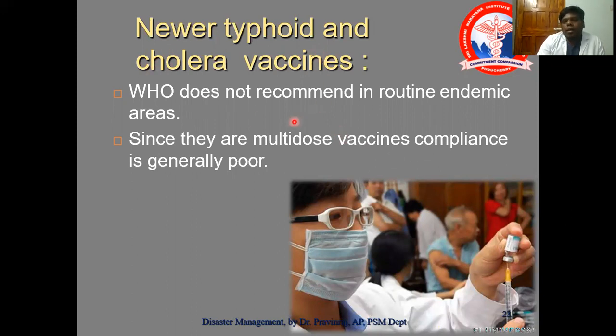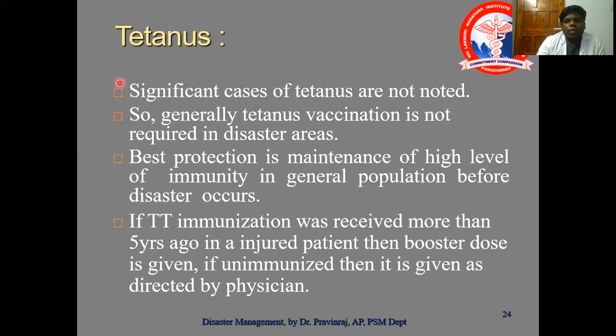So whether to give vaccine or not, actually WHO recommends that you should not give vaccine. You should not introduce any new vaccine, since there will be multi-dose vaccine complications, and compliance will generally be poor in case of disasters. About tetanus, there is no chance of significant cases of tetanus being noted, so generally tetanus vaccination is not requested in disaster areas. But people who have already taken regular immunization can take tetanus.